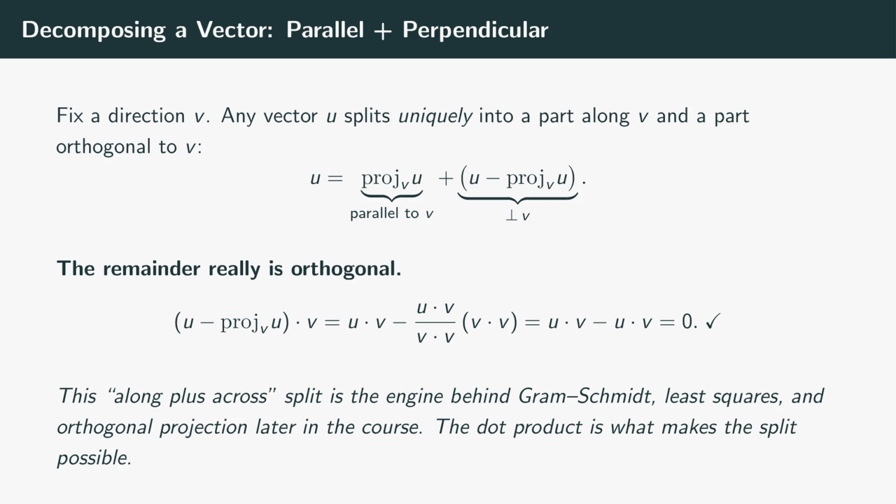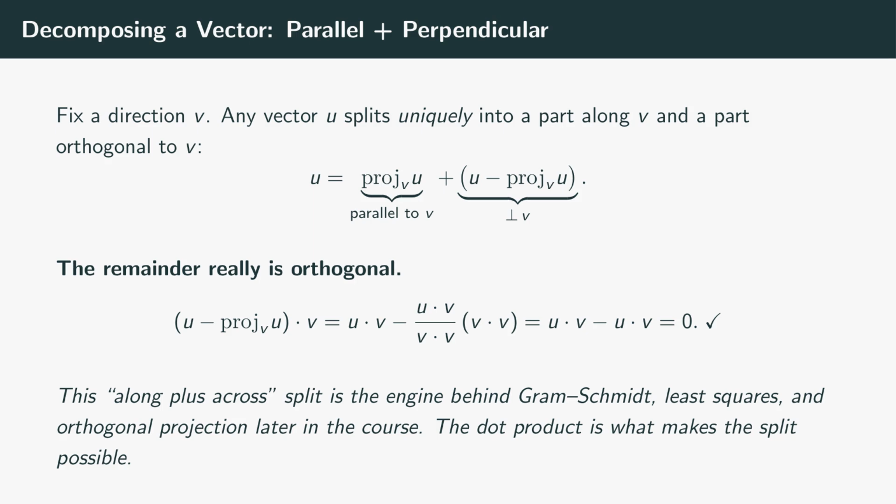Let's confirm the leftover really is perpendicular. Take U minus its projection and dot it with V. Using our formula, that's U dot V minus (U dot V over V dot V) times V dot V. The second term's V dot V cancels, leaving U dot V minus U dot V, which is 0. So the remainder is genuinely orthogonal to V, every time.